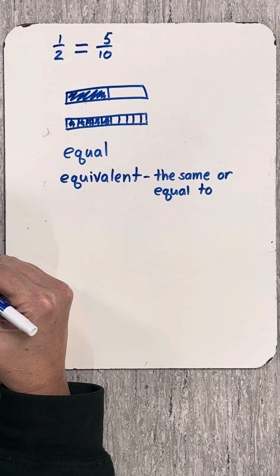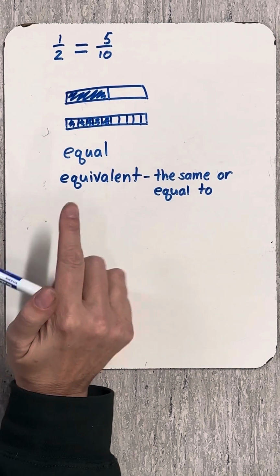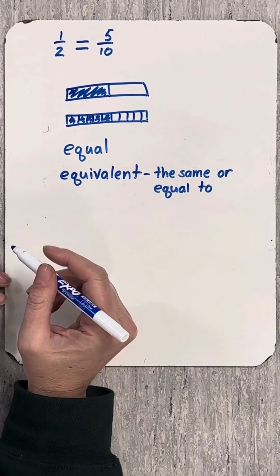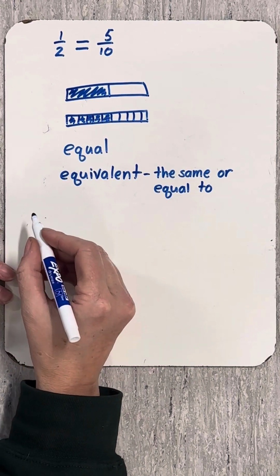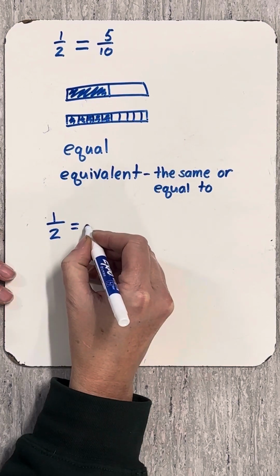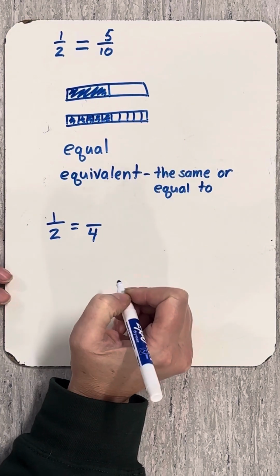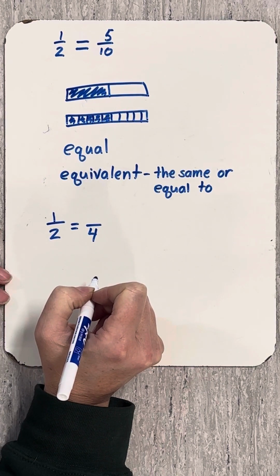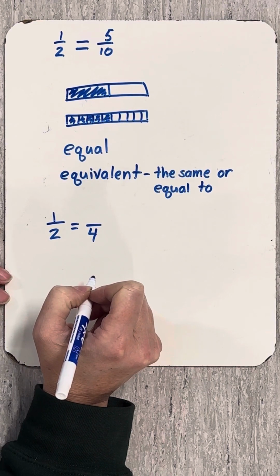Okay, now we have shown that 1/2 is equivalent to 5/10. And I'm wondering, are there any other fractions that are equivalent to 1/2? What if we thought about quarters? How many quarters would you need to make it equivalent to 1/2?